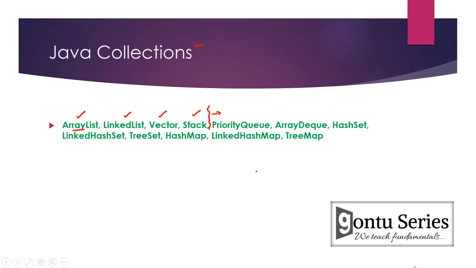So what all things have we learned today? Well, ArrayList we have seen, LinkedList, Vector, Stack, and then PriorityQueue, and then ArrayDeque. So we have finished up to this level. Now in the next session we're going to talk about HashSet, LinkedHashSet, TreeSet, HashMap, LinkedHashMap, and TreeMap. Well guys, this is also going to be very easy.